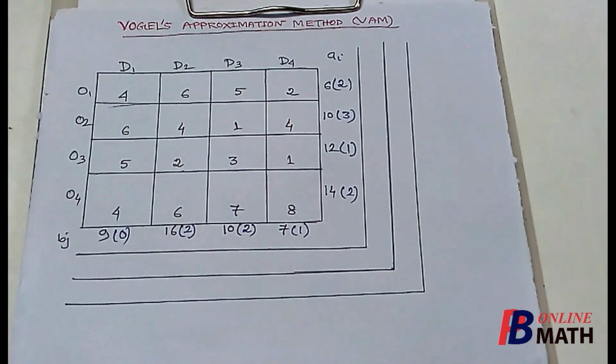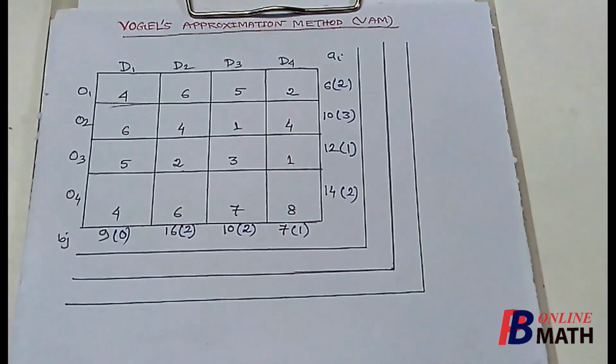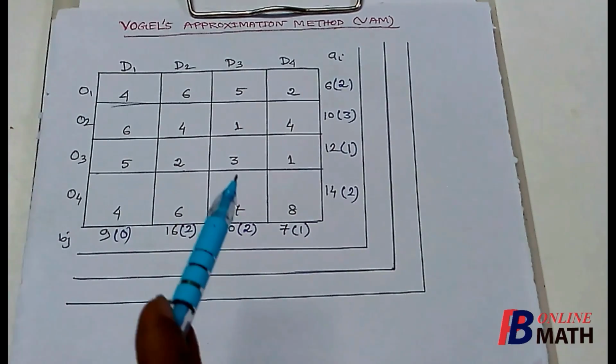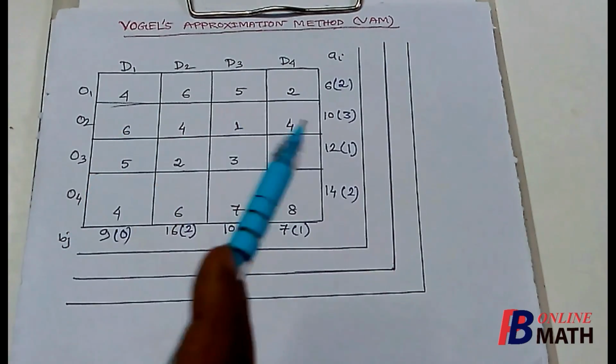Now from these differences we shall find the maximum difference and we shall find the corresponding row or column for which this maximum difference occurs, and the first allocation will be made on this row or column. So if we look carefully, we shall find that the maximum difference is this 3. So the first allocation will be made on the second row.